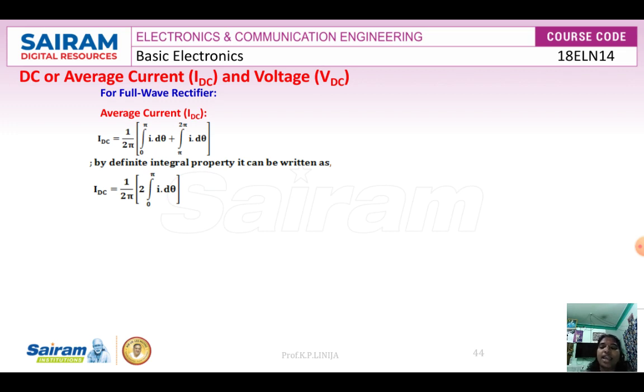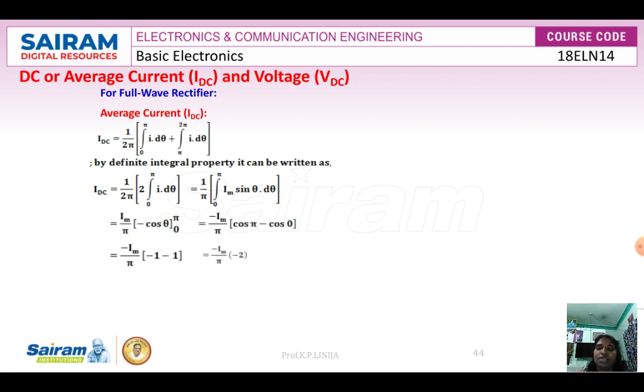That is, IDC is equal to 1 divided by 2 pi into 2 into the integral from 0 to pi of I d theta. Then we substitute the value of I, apply upper limit minus lower limit, and get the value IDC is equal to 2Im by pi. So for the half wave rectifier we got Im by pi, since it conducts only for one cycle, but for the full wave rectifier it conducts for both cycles, so it is 2Im by pi.